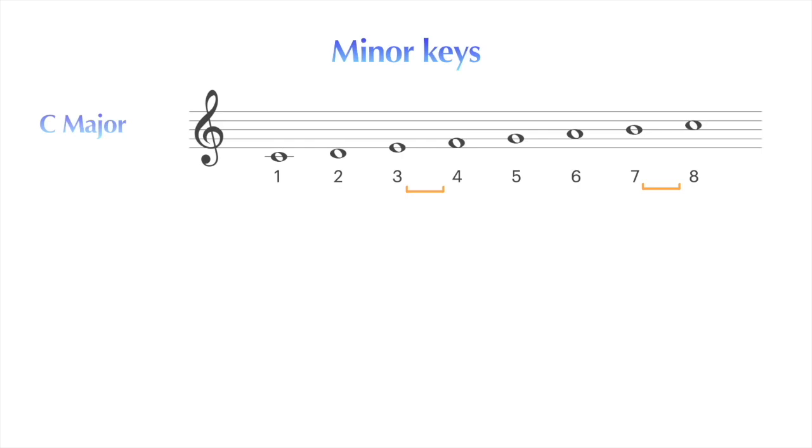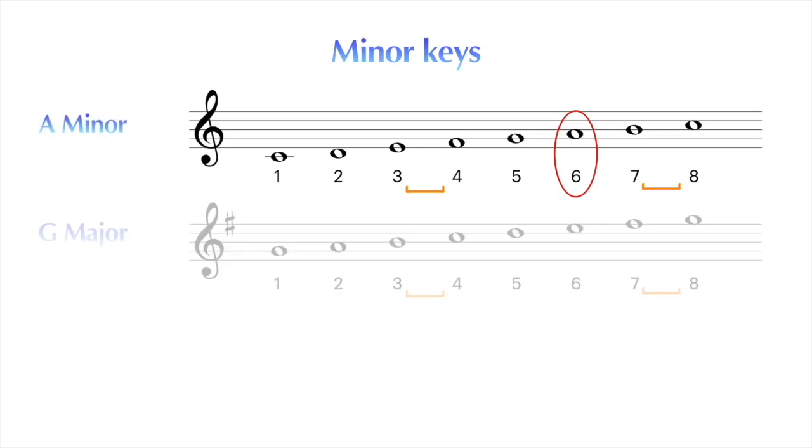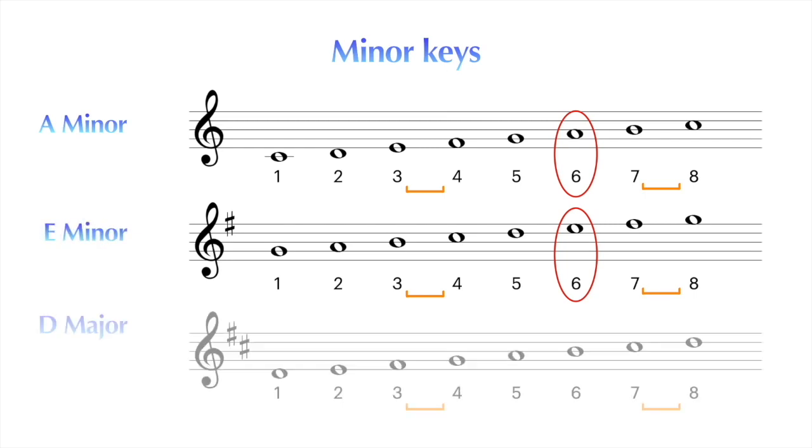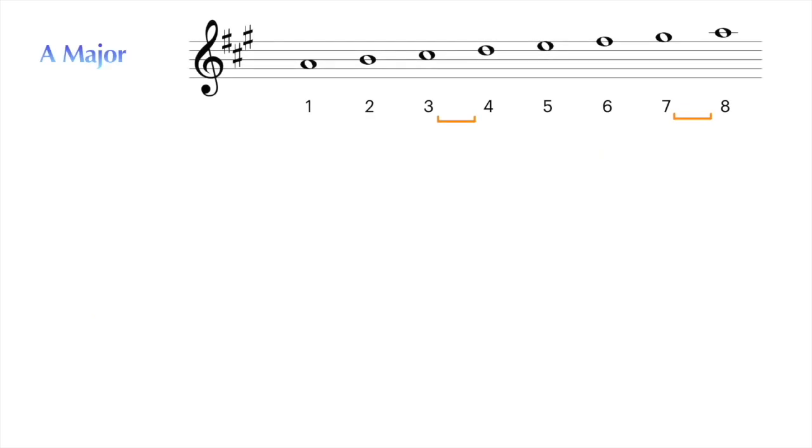Let's take C major as an example. Here is C major scale. The submediant, that is the 6th degree, is A. So, with no sharp or flat, it can be either C major or A minor. How about G major? The 6th degree is E. So, for one sharp, it can be either G major or E minor. For two sharps, it can be either D major or B minor. For three sharps, it can be A major or F sharp minor.